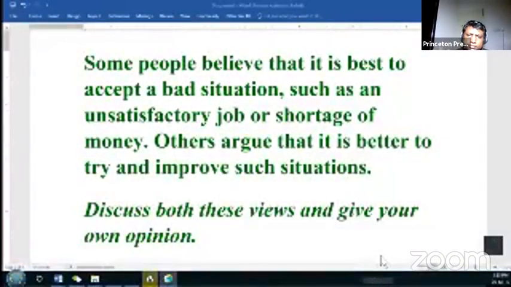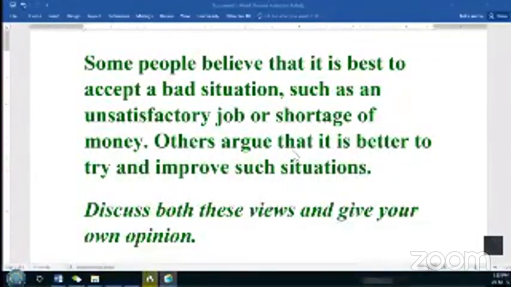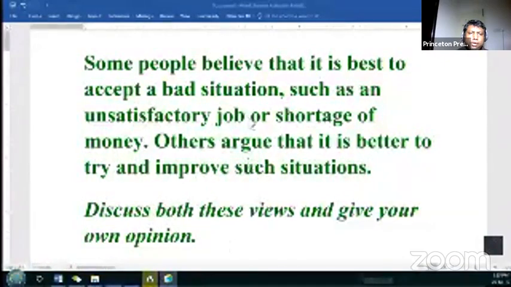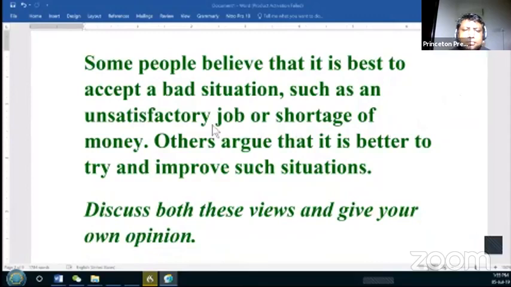Okay, let's start by looking at our task instructions. We've got our topic up here and the question in here. Let's start with the topic. Some people believe that it is best to accept a bad situation, such as an unsatisfactory job or shortage of money. Others argue that it is better to try and improve such situations. And then our question words down here: discuss both these views and give your own opinion.